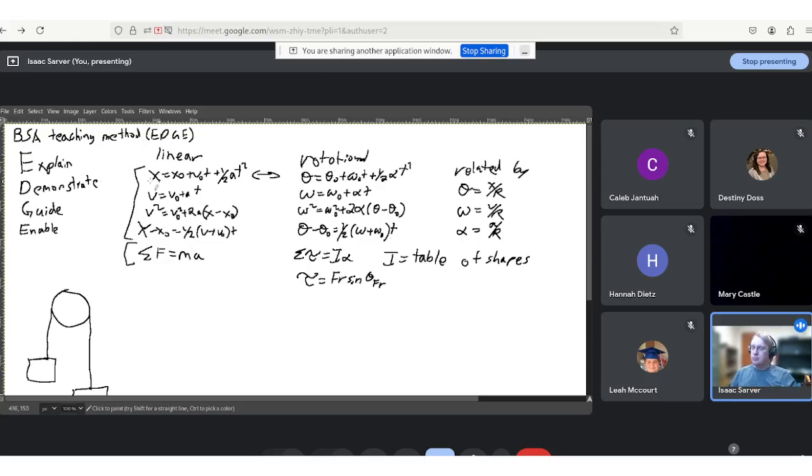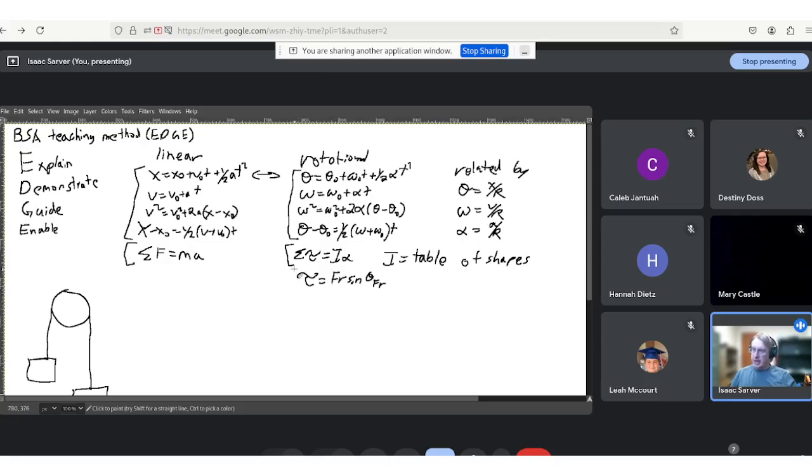And then there's the rotational version. That works just the same. The math is identical. The only thing that's different is that instead of going in a straight line, now it's going in circles. So we have four rotational kinematic equations that work just the same as before. And then we have that the sum of torques is equal to I alpha. I comes from the table of shapes, which may be calculated if you are so inclined. That is above the pay grade for this class by a long ways.